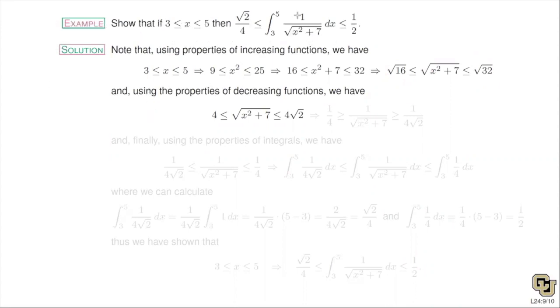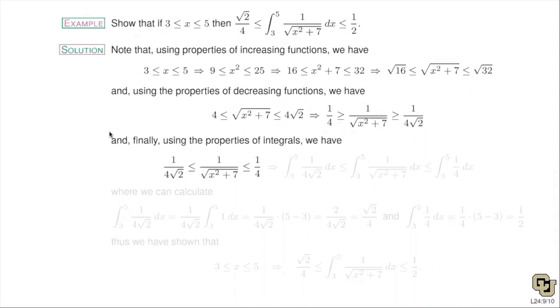The last thing I need to do is to take a reciprocal. So don't forget here, the x squared plus 7 needs to be in the denominator. Now, when I take the reciprocal, the inequalities flip around, because 1 over x is a decreasing function. So that means if a is less than b, then 1 over a will be greater than 1 over b.